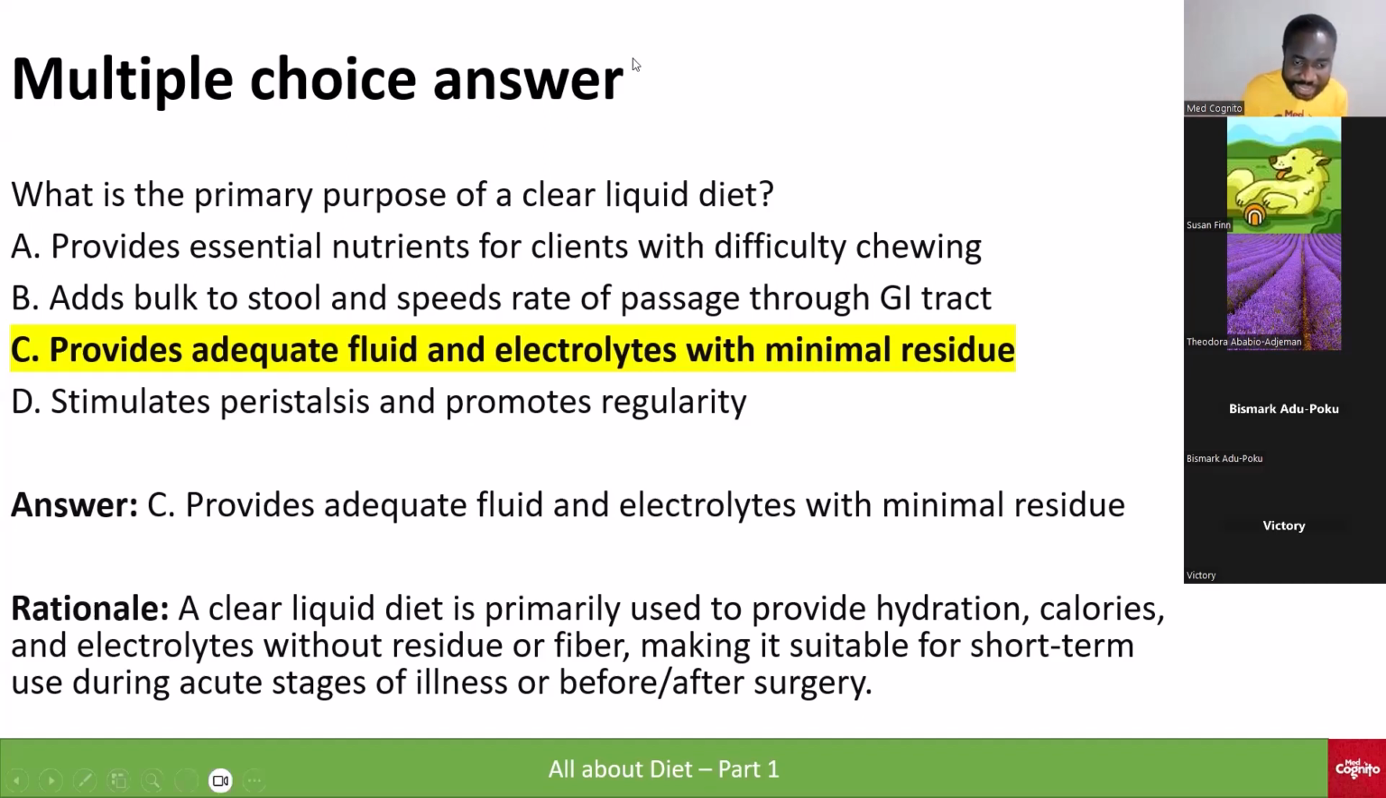So, clear liquid diet. Anthony said, okay. Clear liquid diet. You should not miss a question on clear liquid diet.